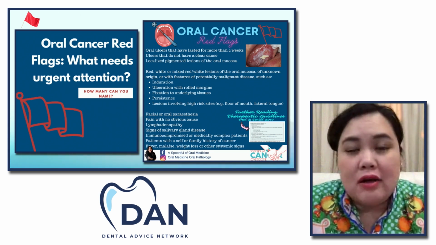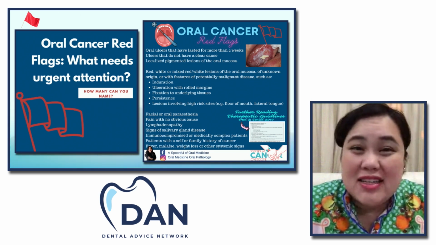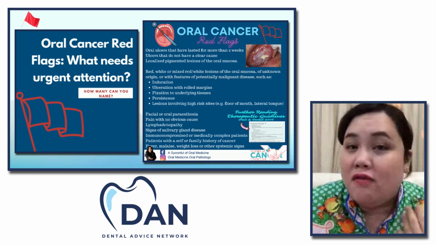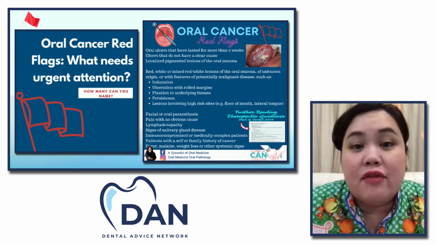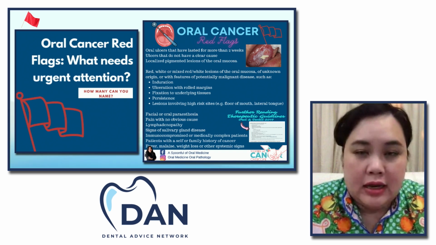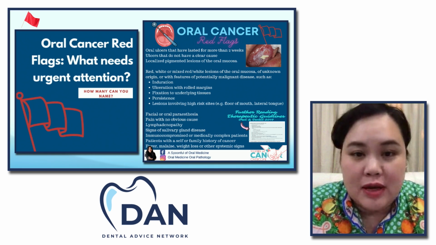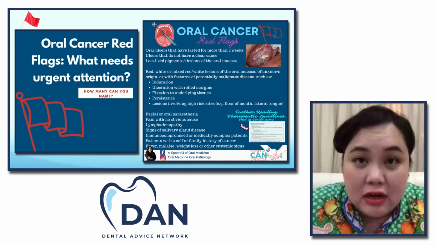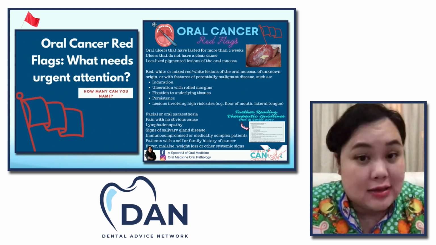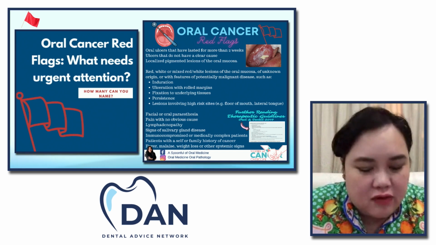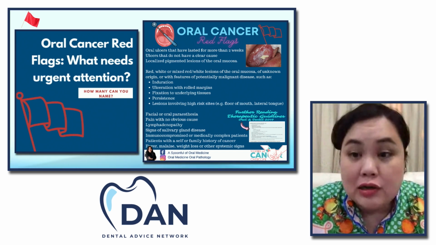Some other signs to look out for are facial or oral paresthesia. We don't like things going numb randomly. Also pain with no obvious cause, lymphadenopathy, signs of salivary gland disease, and individual patient risk factors as well. So immunocompromised or medically complex patients, patients with a family or self-history of cancer, because don't forget cancer can metastasize, and if they have non-specific symptoms like fever, malaise, or unexplained weight loss.